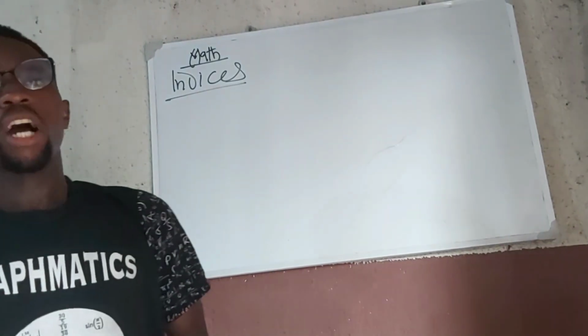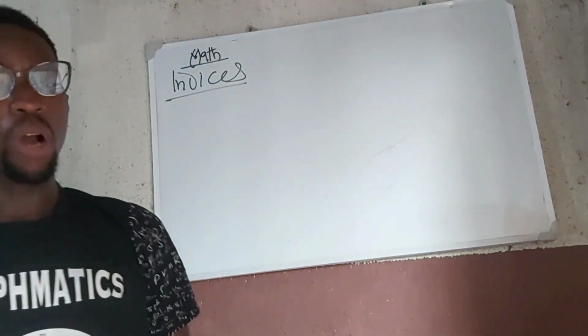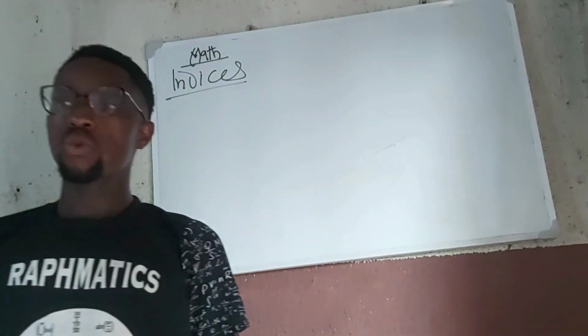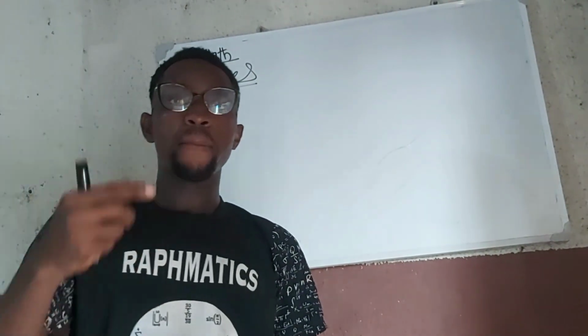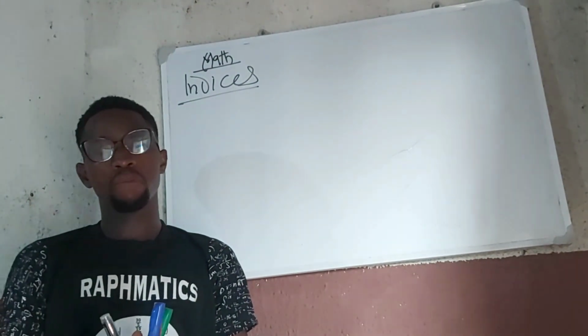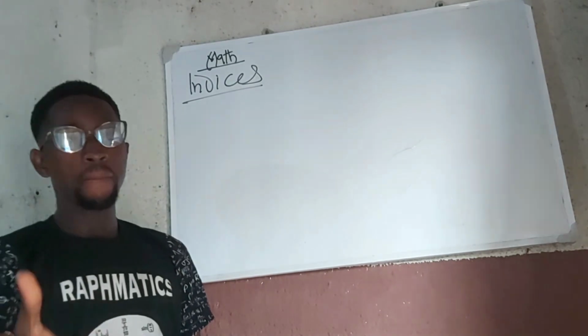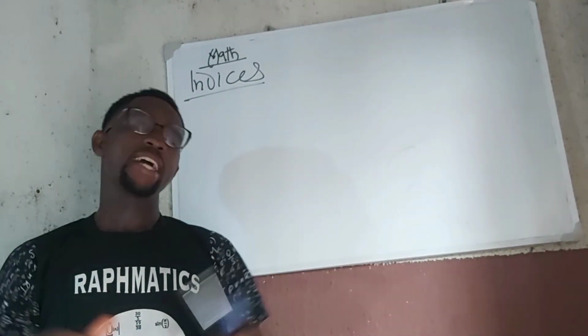Okay, so as we all know, indices is the plural form of index. So when we have index, which we equally call the exponent, which we can also call the power, this is a scientific or mathematical shorthand, a short method of summarizing a rather long expression.